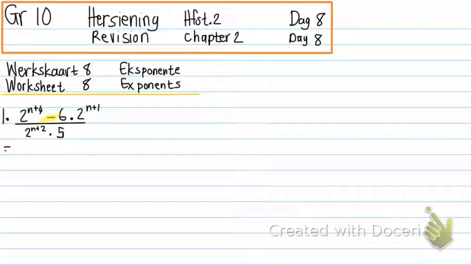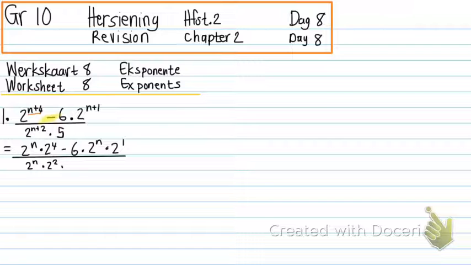So first I split them. 2 to the power n times 2 to the power 4. So that exponent, 2 to the power n plus 4, I changed to 2 to the power n times 2 to the power 4. So I gave each exponent their own base. Minus 6 times 2 to the power n times 2 to the power 1 over 2 to the power n times 2 to the power 2. So I split them again, times 5.